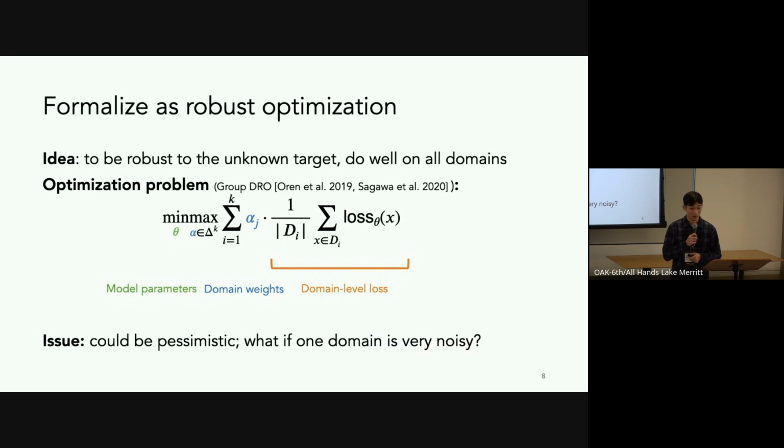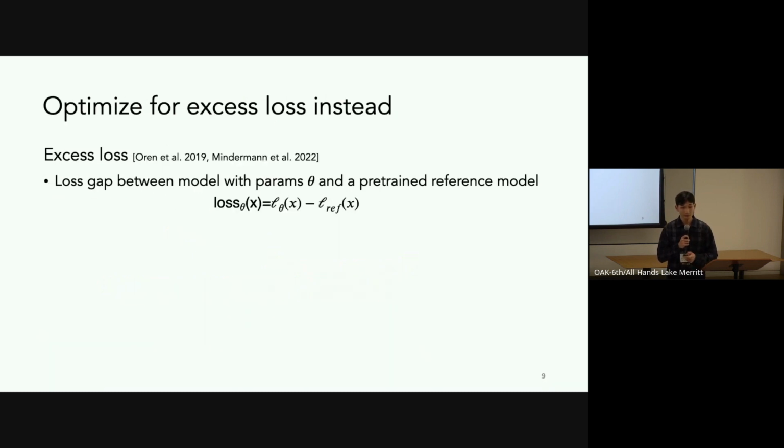But there's an issue with this optimization objective, which is that it could be very pessimistic. If one domain is very noisy and the losses on that domain are high, we might end up putting all the weight on that domain. To get around this, we instead optimize for excess loss, which is the loss gap between the model we're training with parameters theta and a pre-trained reference model. That gives you a baseline for how well you can expect to do.